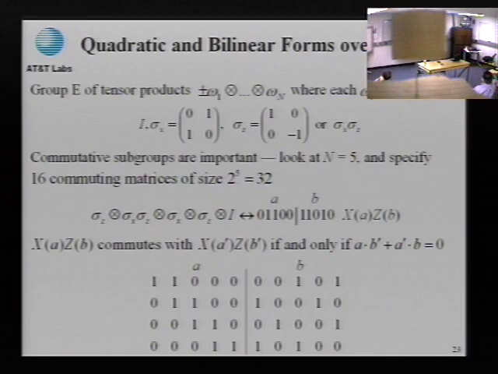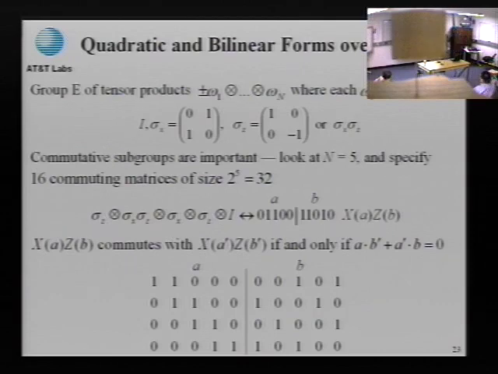Everything in this error group is a matrix. They're 2 to the n by 2 to the n matrices. And they either commute or anti-commute, which is either AB equals BA or AB equals minus BA. There's an easy way to tell. If you want to know whether two things commute or not, write out their strings, so you have an A and a B and an A prime and a B prime. You just take the inner product A prime B, mod 2 of course, plus A B prime. If that comes out 0, they commute. If it comes out 1, they anti-commute.